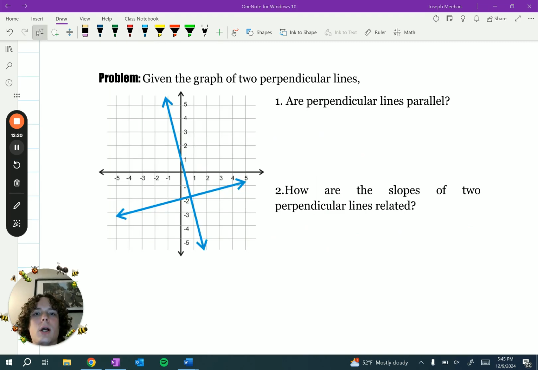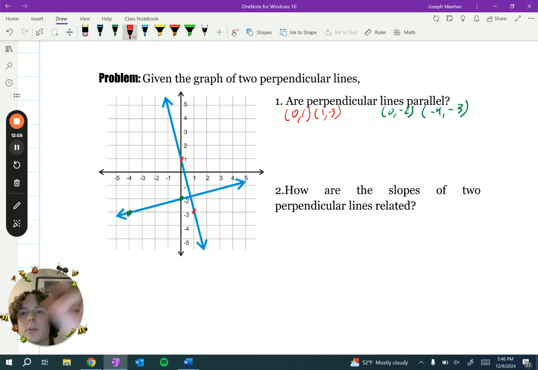All right, so given the graph of two perpendicular lines, are perpendicular lines parallel? I know that sounds like a crazy question. Obviously, they aren't parallel because they're intersecting, but let's figure out the slope of each line just to see. Let's look at some points. We have a point at (0, 1), and then a point at (1, -3). Looking at the other line, we have a point at (0, -2), and then a point at (-4, -3).